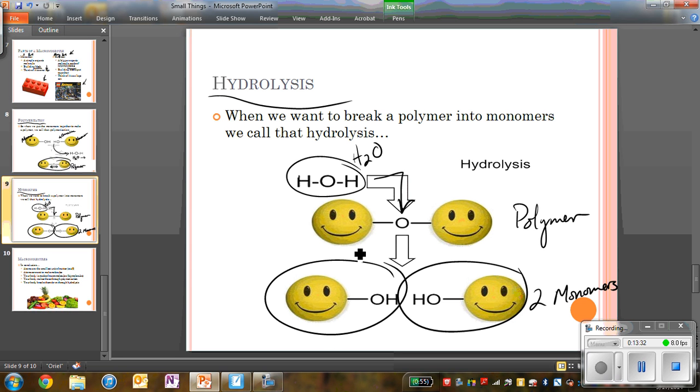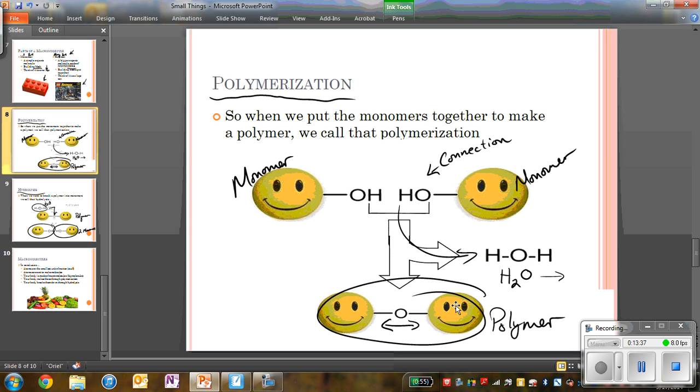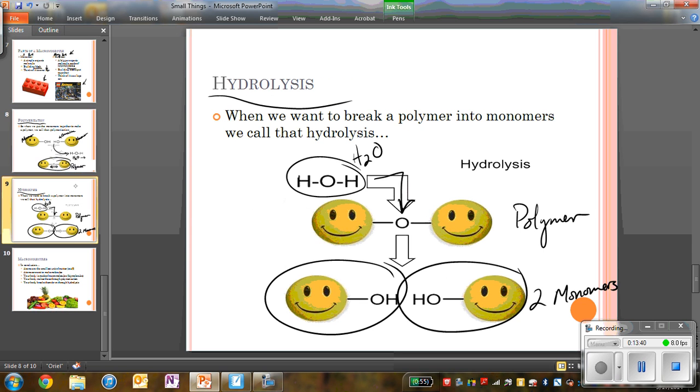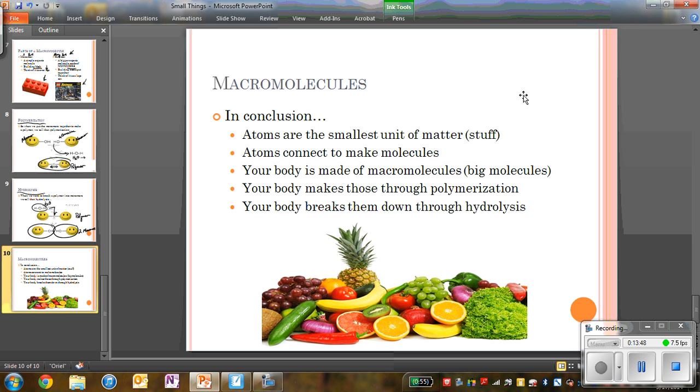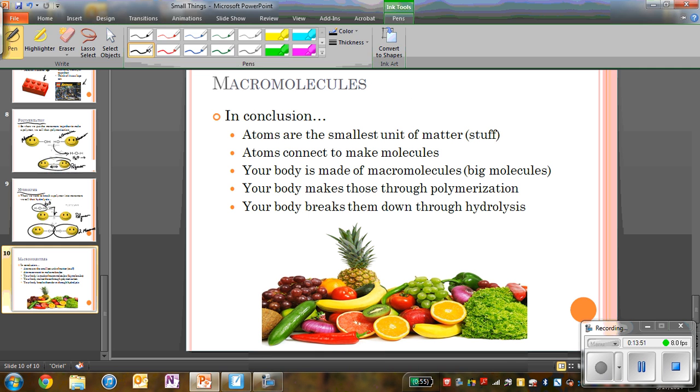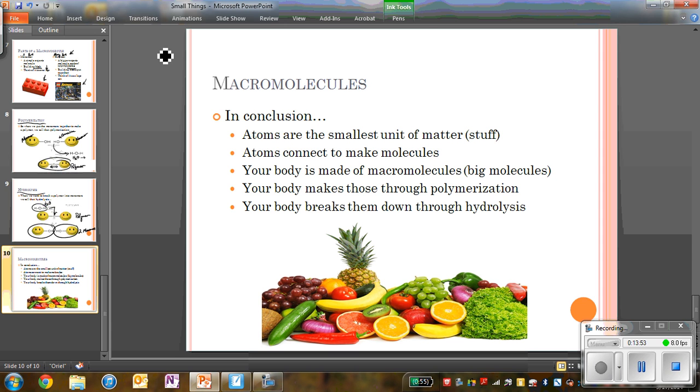And again, we'll try and demonstrate this in class, but polymerization is just removing water and connecting the two pieces together, whereas in hydrolysis, you're putting water back in there and separating the two apart. So, in conclusion, we've got atoms. Atoms are the smallest thing out there. Everything is made of atoms. If you connect atoms together, you make molecules. Those molecules can be small or large. Your body is made of really big molecules called macromolecules, so we refer to them as very big, or macromolecules.